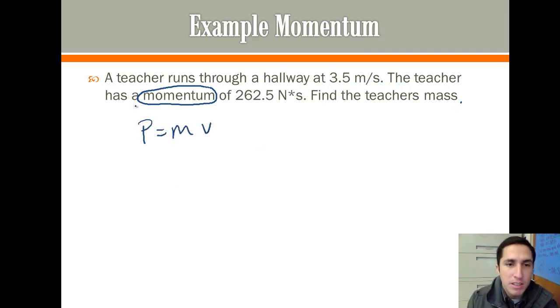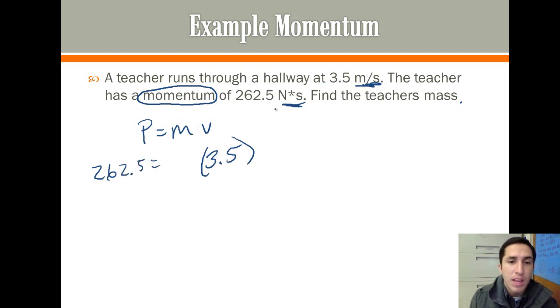Let's see, what did they give us? Runs through a hallway at... I see 3.5 meters per second. That's got to be velocity. And momentum of... oh, I see Newton seconds. That's got to be momentum. Very good. And then I don't see mass. Oh, because we're looking for the teacher's mass. So we're looking for that.